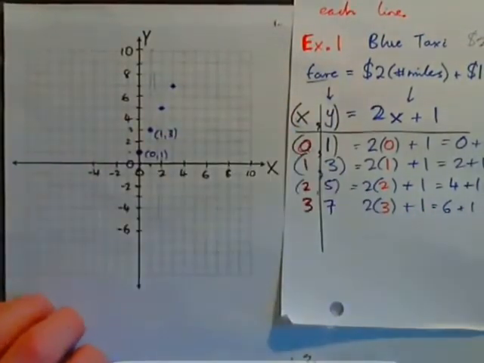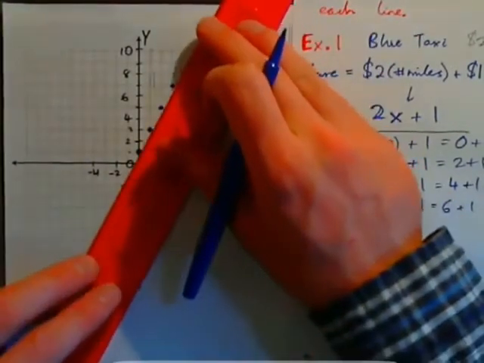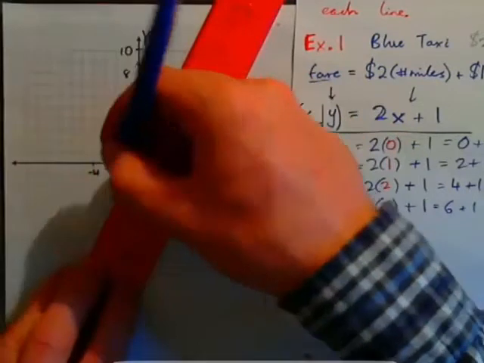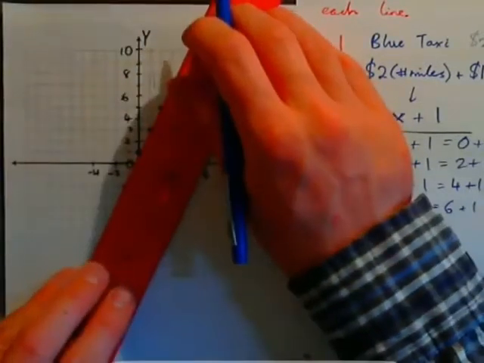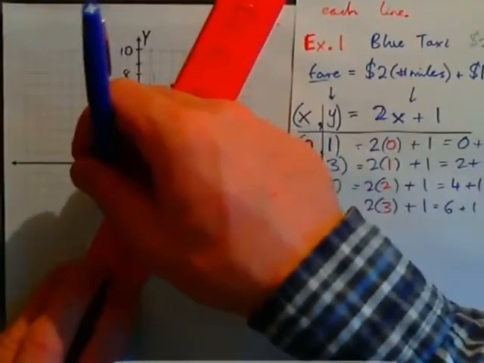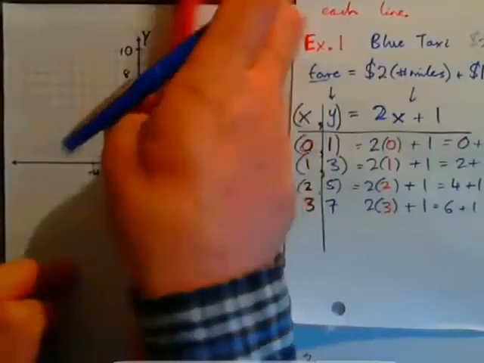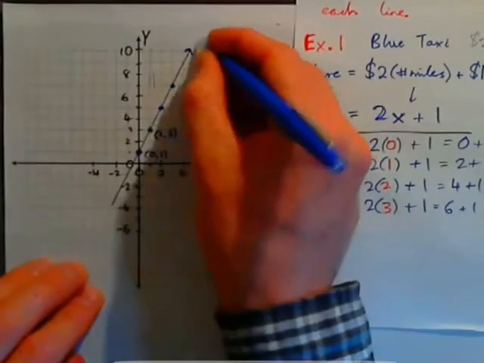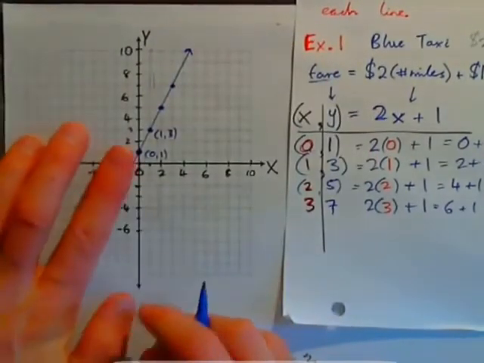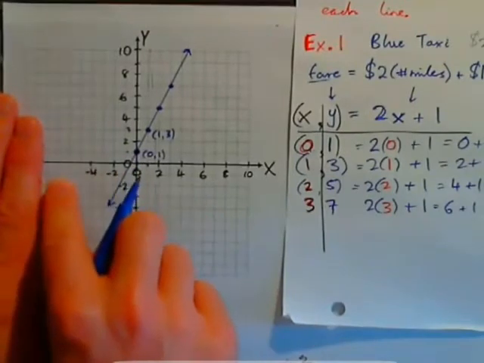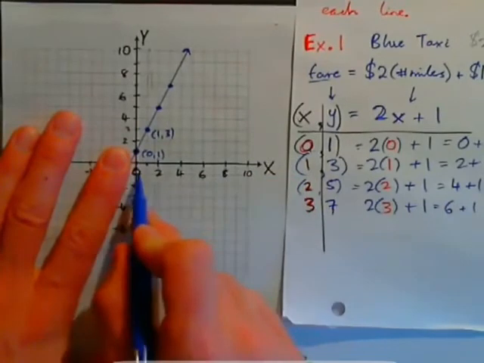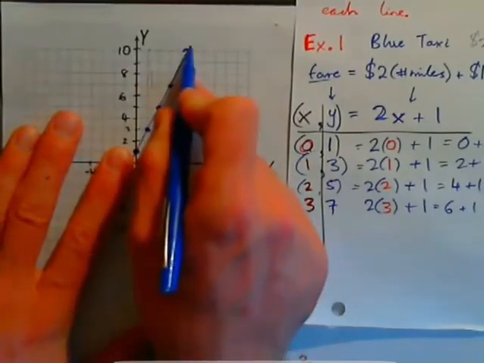Join a straight line through the points. Take out a ruler, put it on the points, draw a straight line. There we go. Put an arrow here because the line goes that way forever. Put an arrow here. Of course we can't go negative miles, but for the taxi, it should start where miles are zero, x is zero, and it should go on forever there, right?